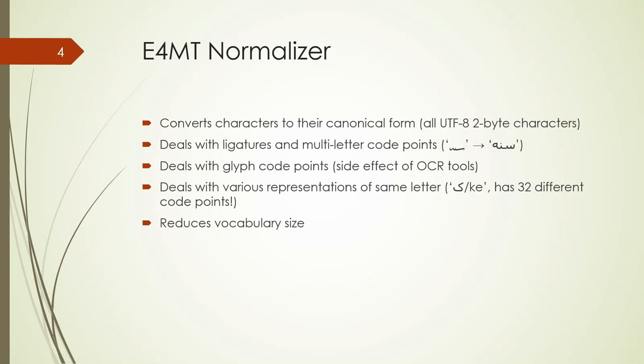For Arabic script languages, there is yet another issue. When we extract text from PDFs or use OCR tools, we get glyph codes instead of the actual letter. This means we have different codes for the same letter considering its position in the word. E4MT handles this inconsistency as well. Overall, normalization reduces the vocabulary size, which means the number of representations of each word is reduced.